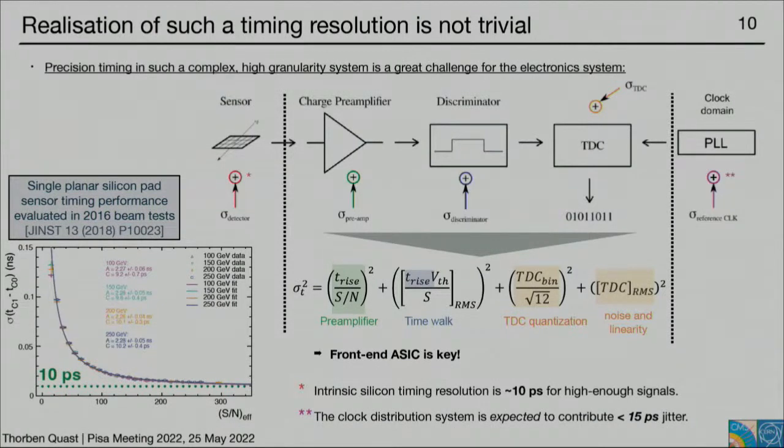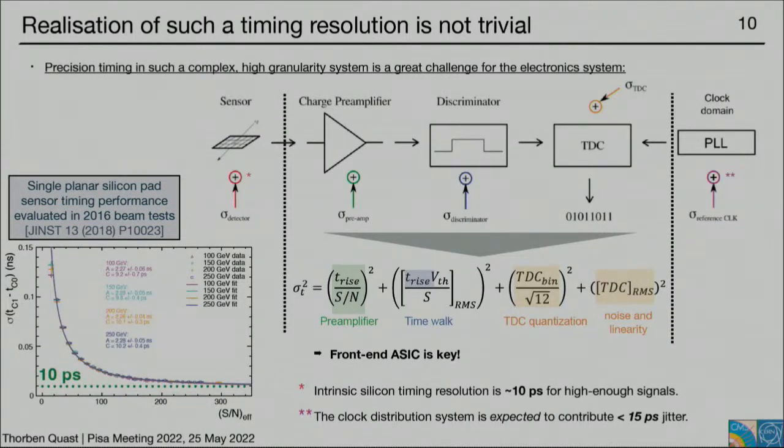Achieving such a resolution is not trivial at all because you have all sorts of sources where the resolution can degrade. And it starts obviously with the silicon sensor. The signal formation in the sensor that you're using should be fast enough, and this has been studied for our silicon sensor prototypes in test beam already in 2016-17, and there we could demonstrate that the asymptotic time resolution for our silicon sensors is indeed 10 picoseconds.